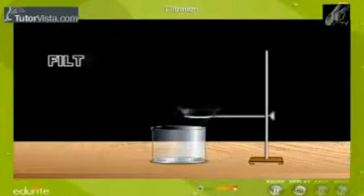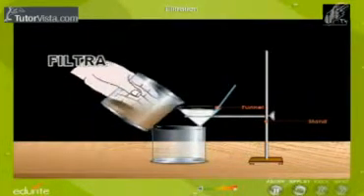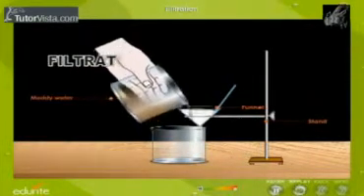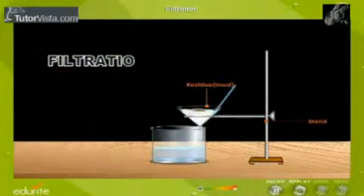Take a paper and fold it into halves to make a cone as shown here. Fix a funnel on a stand. Wet its side and keep the filter paper in the funnel. Pour muddy water through the filter paper.